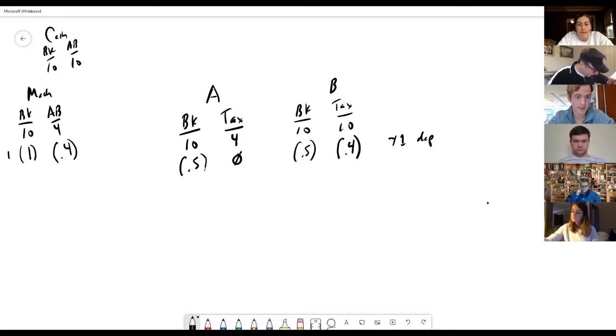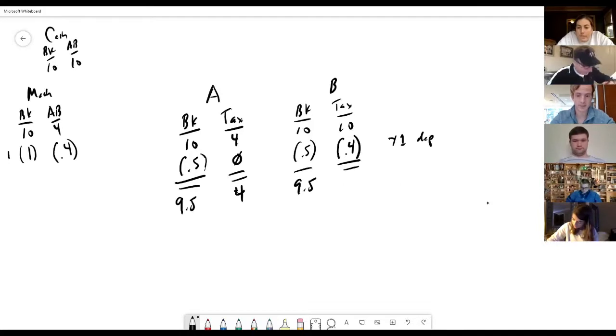So at the end of year 1, the book capital accounts are 9.5 each. And A's tax capital account is 4, B's tax capital account is 9.6. And B isn't happy about this. This is where B would prefer another method, perhaps, because B is getting shorted 1/10 of $100 of depreciation.